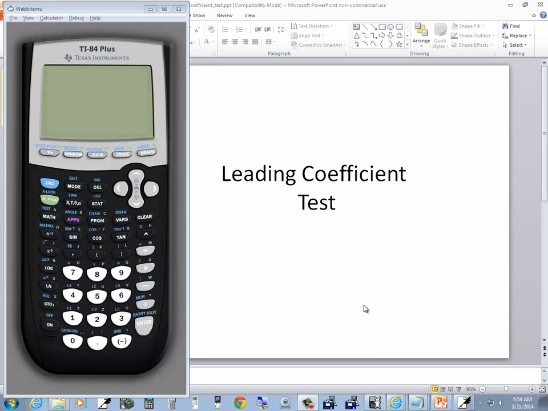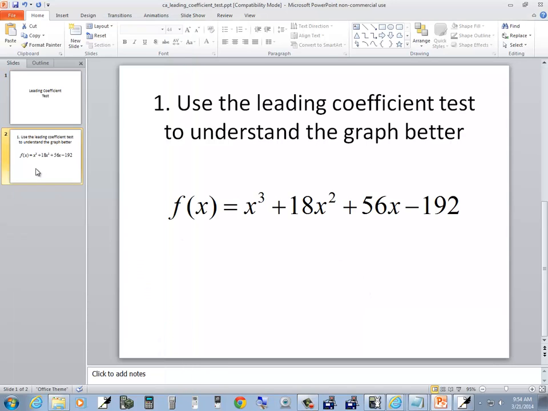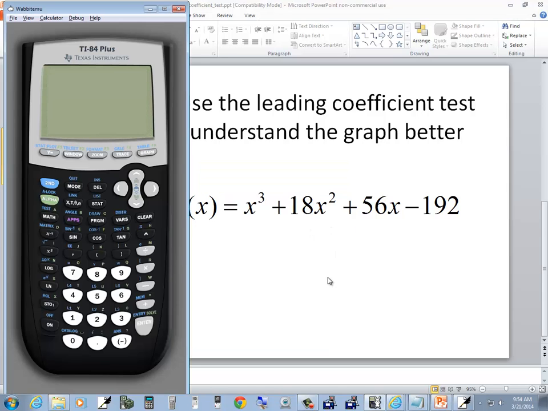In this video, we're going to show how to use the leading coefficient test with your TI-84 Plus calculator. And we're going to take a look at this graph here. So let's go plug this in.